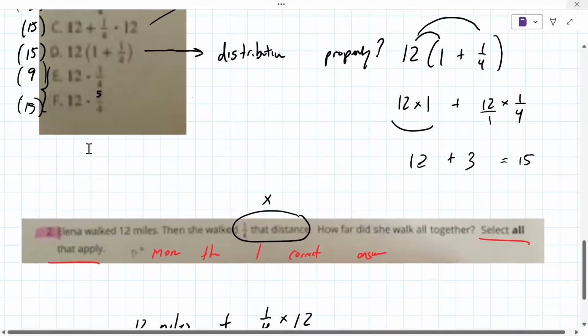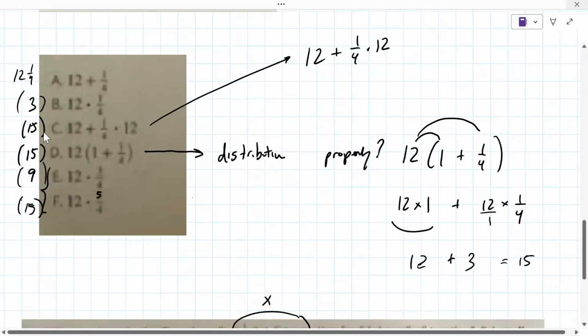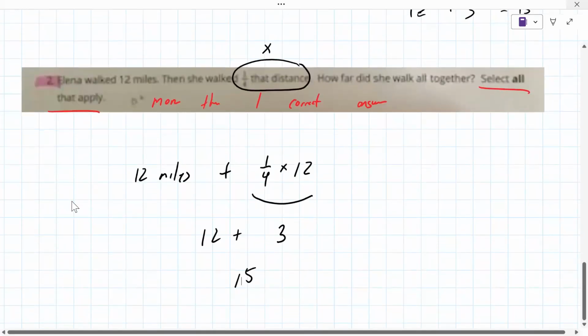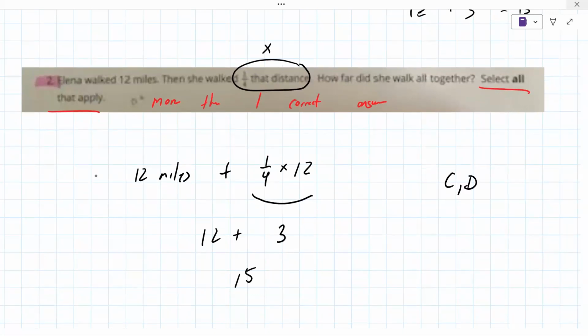Now, what they're trying to do in the answer space here is kind of be deceptive. They don't want you to see that, for example, maybe you don't recognize that C, D, and F are all 15. You have to simplify them first. All right. Any questions on that or thoughts? No. Okay. Let's go to 4.